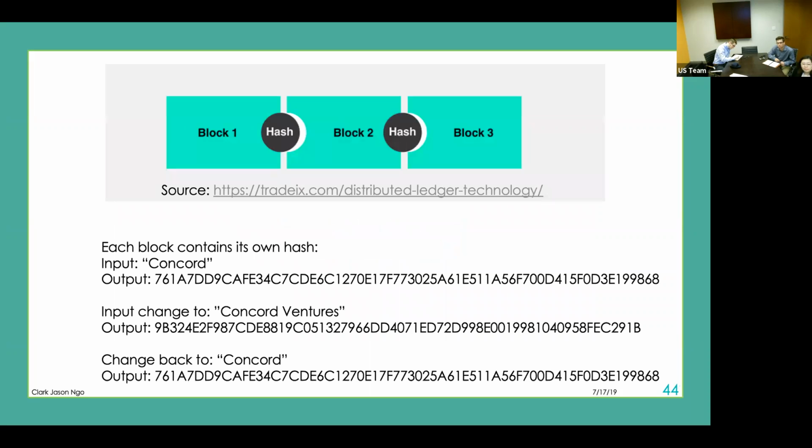Basically, there are blocks in a chain. Hooray, hooray! Now you understand blockchain, right? So let's say each block would contain its own hash. Let's say your input, a string input, would be Concord, and you will be given this hashing algorithm. And if you change that to any word, let's say Concord Ventures, you would get a different hash. But something to note, if you change it back to the same word, you would get the same hash.